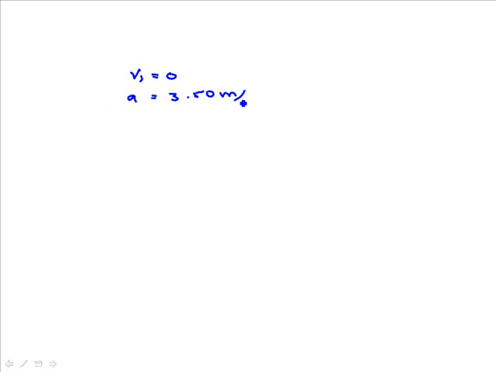squared, and the displacement is 65.5 meters. Then, of course, the unknown is the final velocity. So final velocity is unknown, and in this case, since there's no mention of t, we use the equation that doesn't have t in it. Vf squared is equal to vi squared plus 2ad.